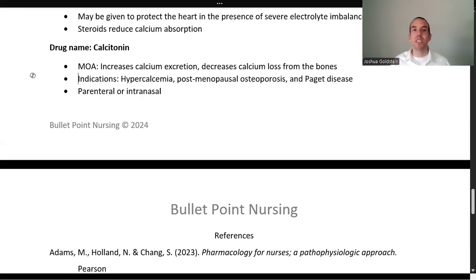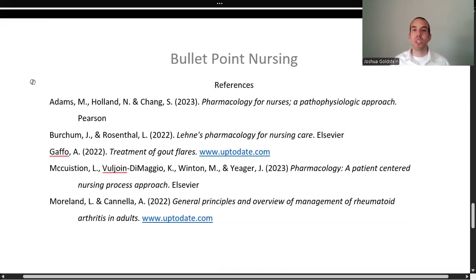Mechanism of action is it increases calcium excretion, meaning it gets rid of more calcium to bring it down. It also decreases how much calcium comes from the bones into the blood. What do we use this for? We use it for high calcium. We also use it for post-menopause osteoporosis because it'll make the bones hold on to their calcium better. And also for Paget disease. This medication is parenteral. It's also available intranasal. If you have any questions, please reach out.